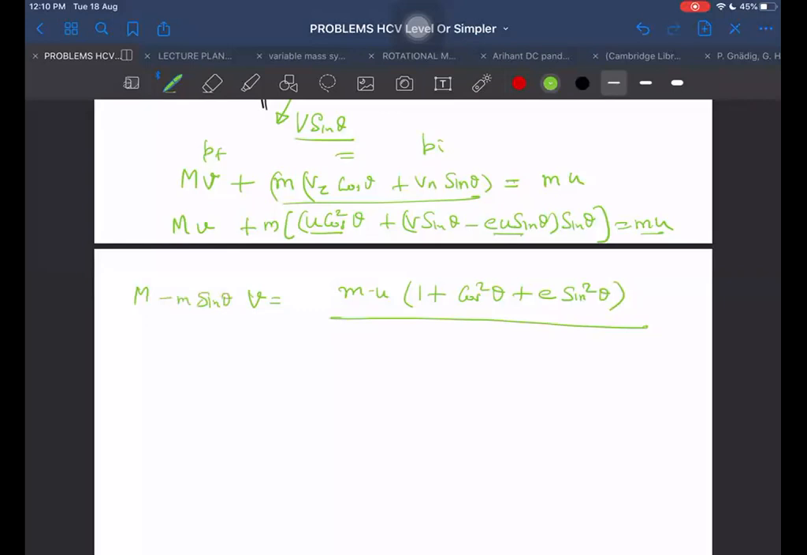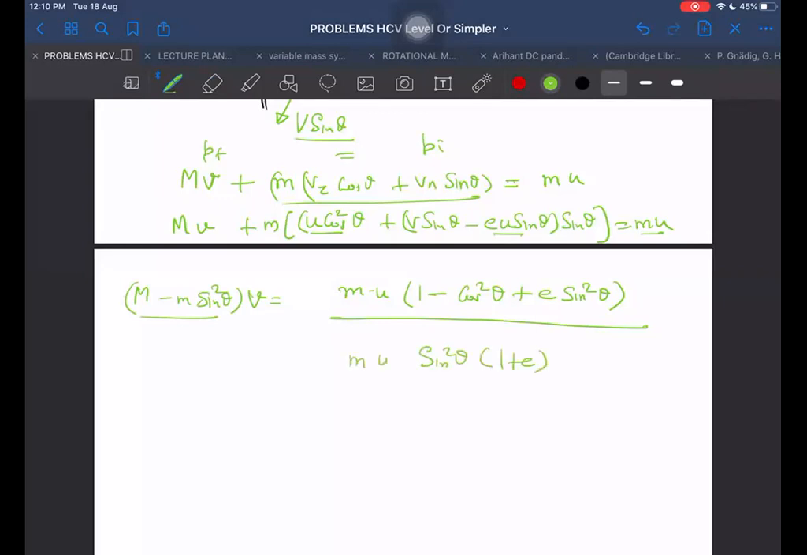Sir, 1 minus cos square theta, 1 minus cos square theta minus e sin plus e sin square theta, sir. Plus e sin square. Then it is simple. It became easy for us. Sin square theta into 1 plus e.